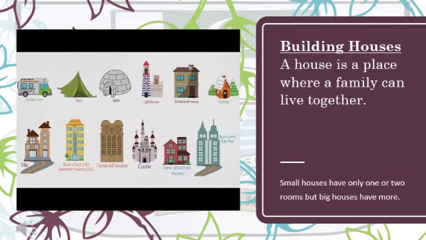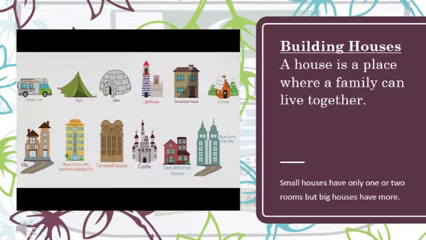People all over the world live in houses. A house is a place where a family can live together. It is a place where people can keep their things safely. A house keeps us warm when it is cold outside and cool when it is warm outside. When it rains, a house keeps us dry.